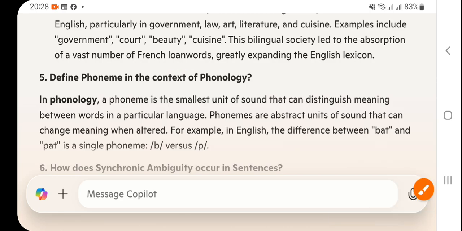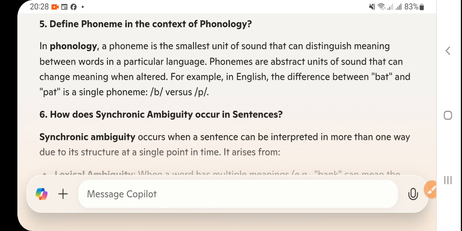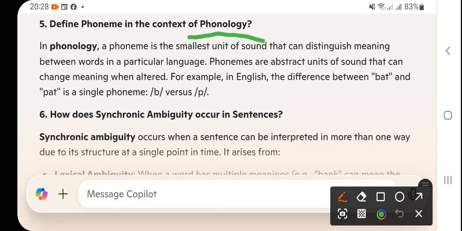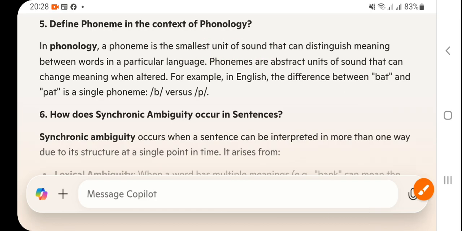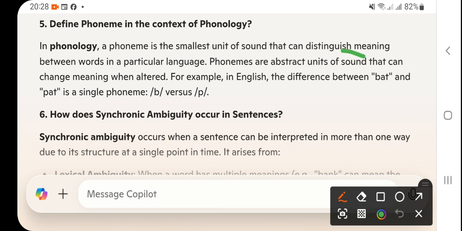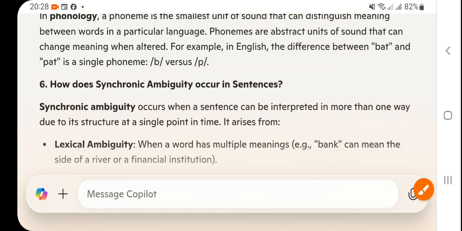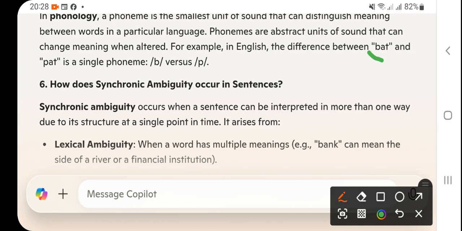Okay, now next question. Define phoneme in the context of phonology. In phonology, a phoneme is the smallest unit of sound, and it can distinguish meaning between words in a particular language. Phonemes are abstract units of sound that can change meaning when altered. In English, the difference between bet and pet, meaning the b and p, is a single phoneme, P versus B. I had already discussed this in the class.